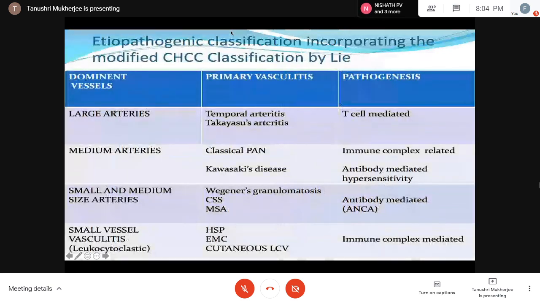So here we see the mechanism again. The large arteries, mostly the pathogenesis is T cell mediated. Medium arteries, immune complex and antibody. And small and medium vessel vasculitis, again with examples you see that small and medium sized is antibody mediated like the granulomatosis with polyangiitis, Churg-Strauss and microscopic polyangiitis, and small vessel vasculitis is immune complex mediated. So basically when you answer the question, you have to make a table like this to explain the pathogenesis. And I will then discuss in detail the pathogenesis by touching all the individual vasculitis.